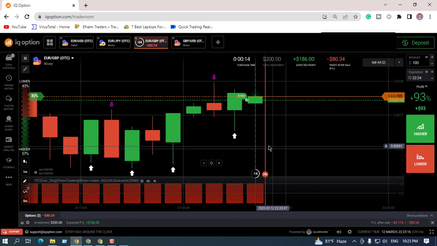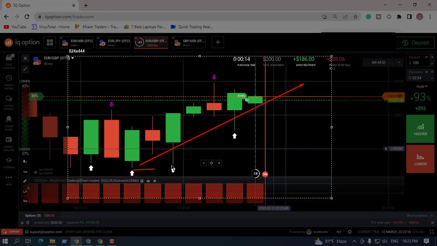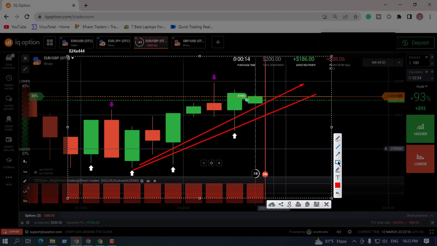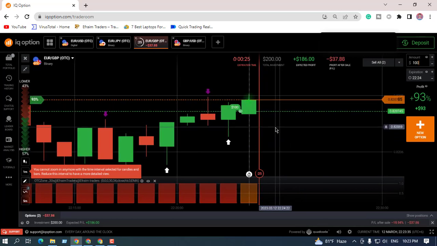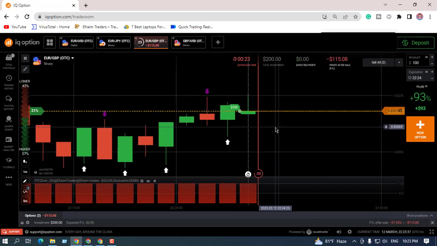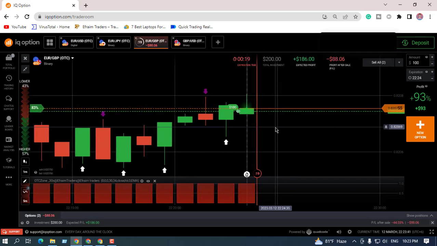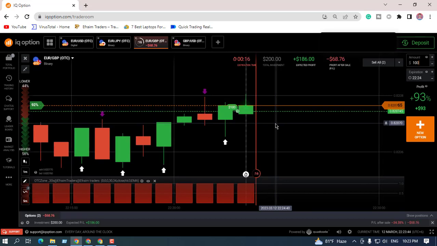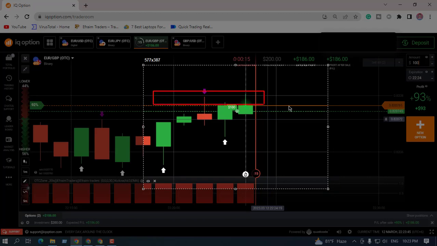And you can see the market trend is up. Our trend line is here, and here is a good rejection. Okay, market going up. Good signal, but here is a rejection point. Let's see. Here is a rejection point.